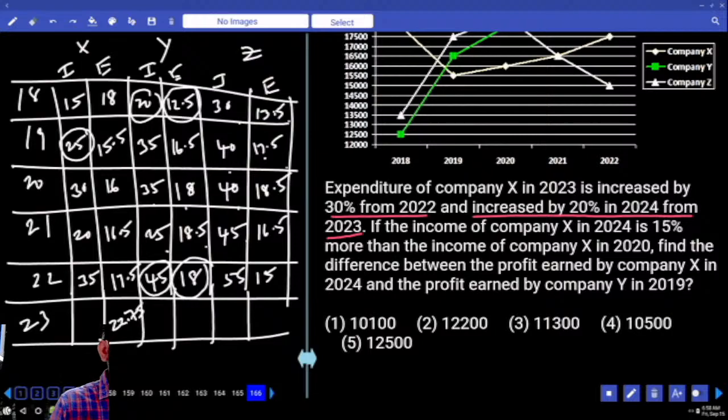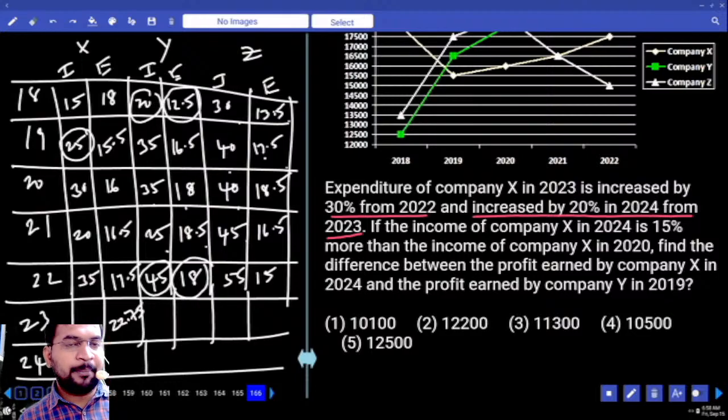Again 20% increase in 2024. Again another connective. So 20% is how much? 10% is 2.275. 20% is nothing but double this one. How much? 2.275 and 2.275 gives 4.55.